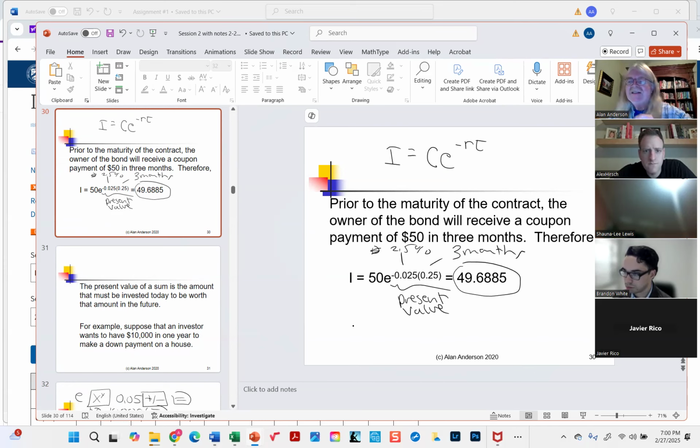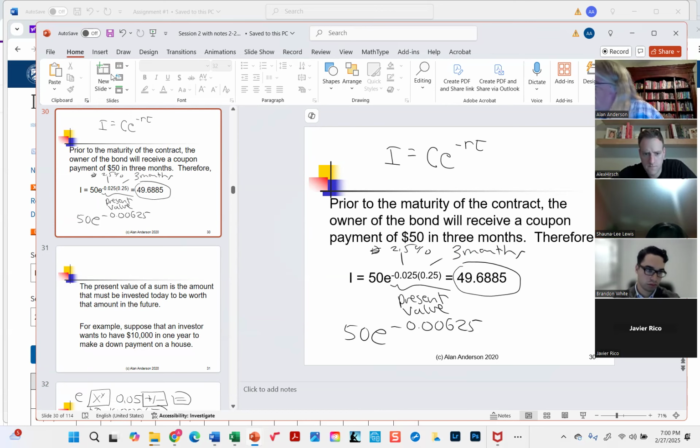Is it not working? All right, here's what I'll tell you, just to be on the safe side, why don't you simplify it first? 0.025 times 0.25. So what you're actually doing here is 0.00625. I think that might speed it up a little. All right, so remember how it's e? I'll get rid of this part.